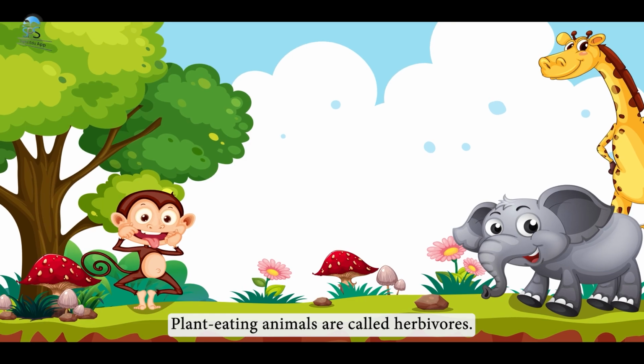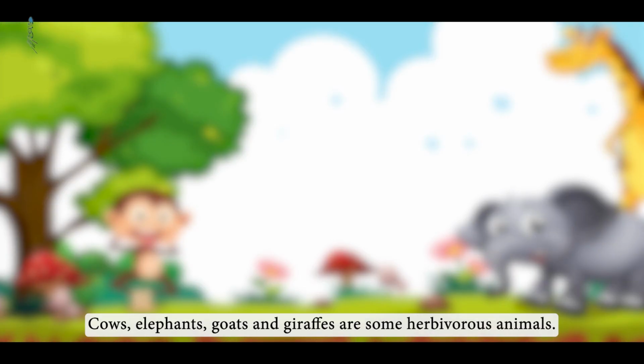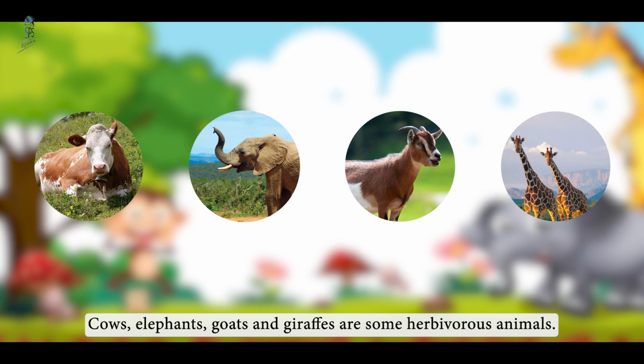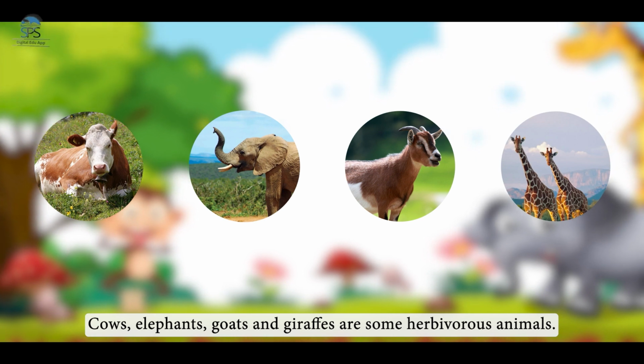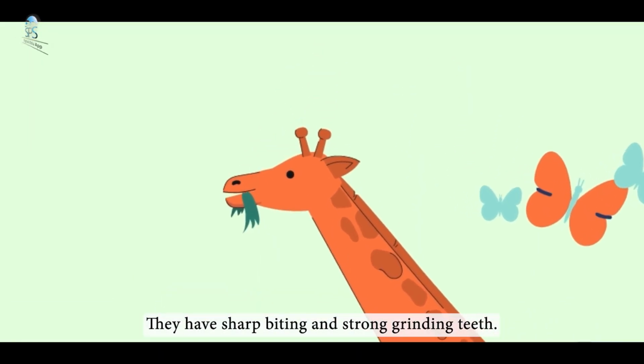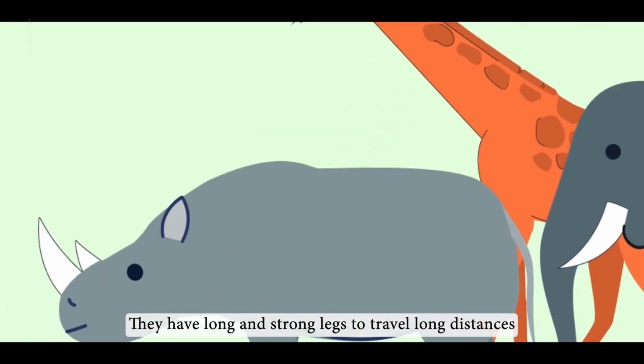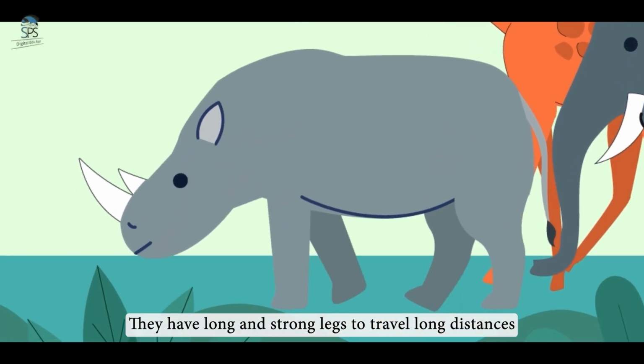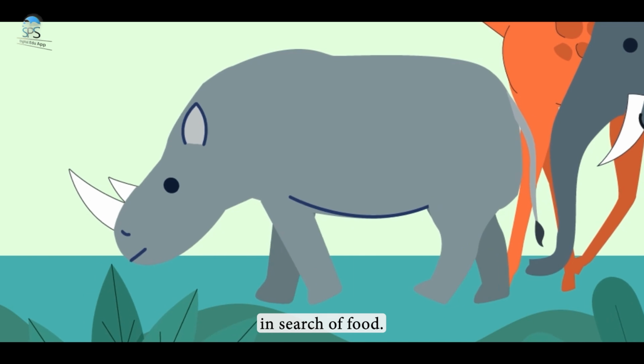Herbivorous. Plant-eating animals are called herbivorous. Cows, elephants, goats and giraffes are some herbivorous animals. They have sharp biting and strong grinding teeth. They have long and strong legs to travel long distances in search of food.